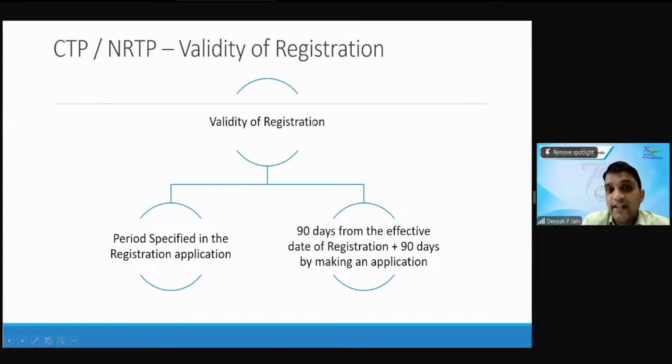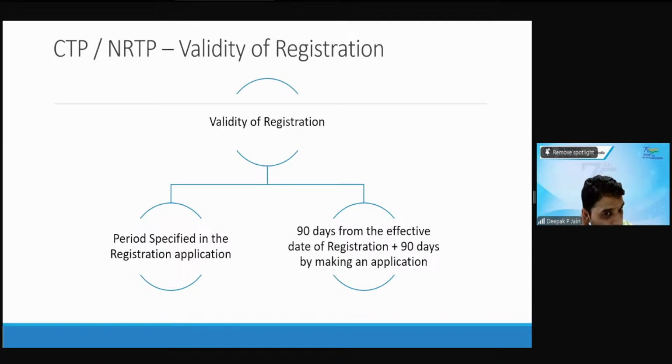Next, what is the validity of the registration? A normal registration does not have validity, but a CTP's and NRTP's registration has a validity. So this validity will be there only for a CTP and NRTP registration. The period is what is specified in the registration application, saying that you have gone for an exhibition and only for that. So the officer will give you registration for 7 days, because for an exhibition, the duration depends on each exhibition. Some may be a month or 2 months also.